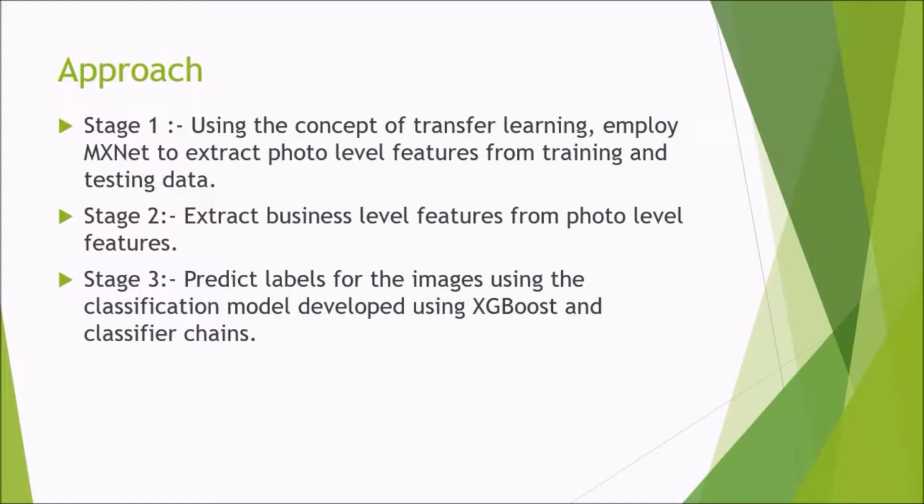So in stage 1, I've used MXNet to extract photo level features from training and testing data. In stage 2, we'll be extracting business level features from photo level features. And in stage 3, we'll be predicting labels for the images using the classification model developed using XGBoost and classifier chains. In the following slides, we'll see what XGBoost and classifier chains are.